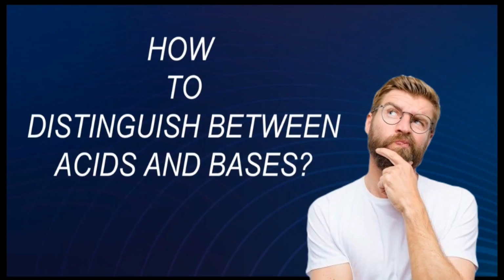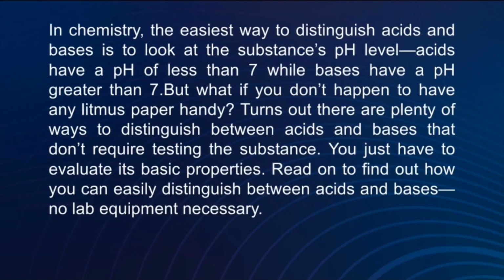Let's start with the question, how to distinguish between acids and bases. In chemistry, the easiest way to distinguish acids and bases is to look at the substance's pH level. Acids have a pH of less than 7, while bases have a pH greater than 7.